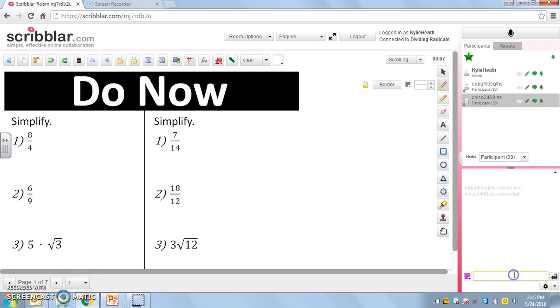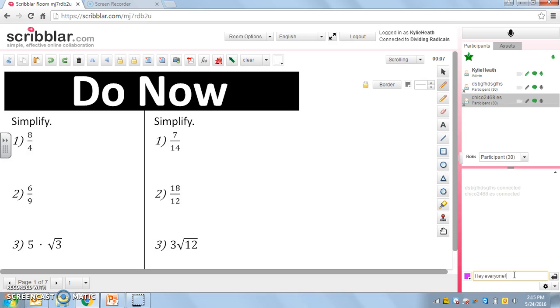We're going to get started on dividing radicals today. So if you could just do the do now quickly, we'll take a few minutes to go over some skills that you're going to need to divide radicals. Once you have your answers, you can put them on the board.